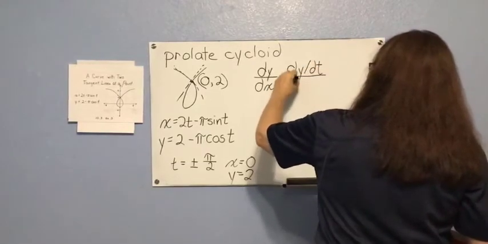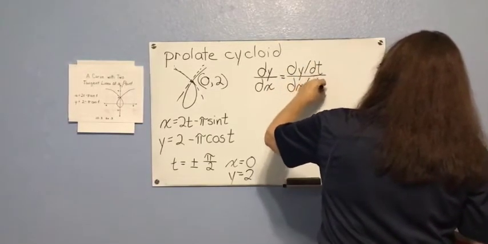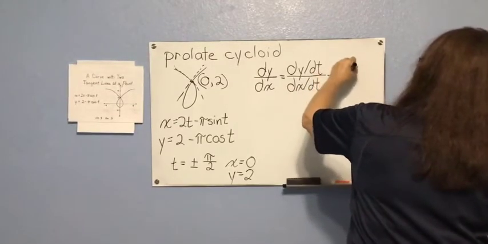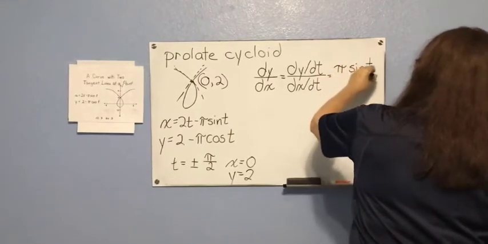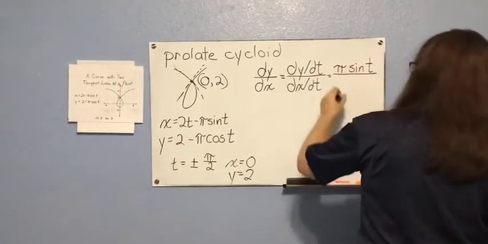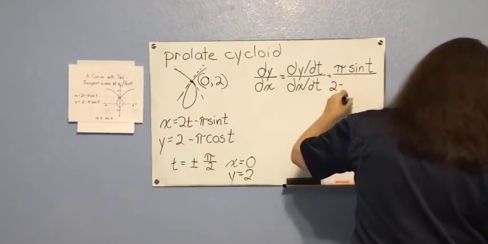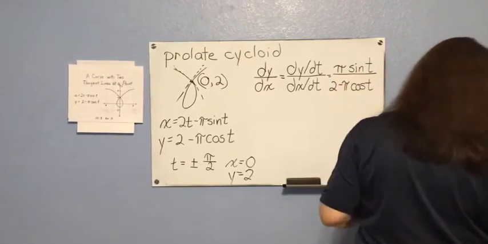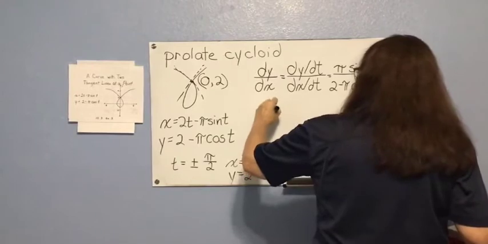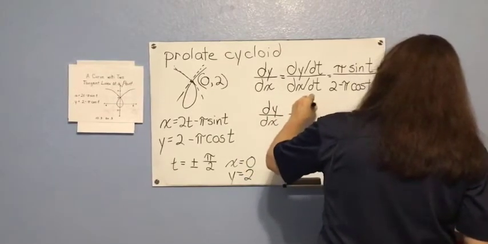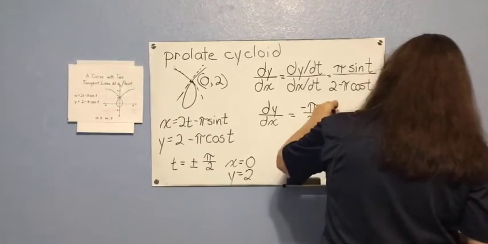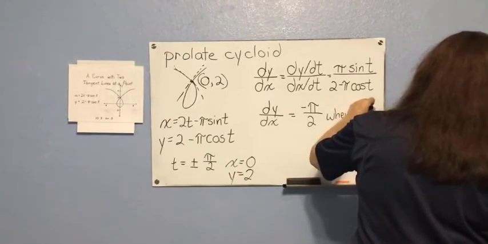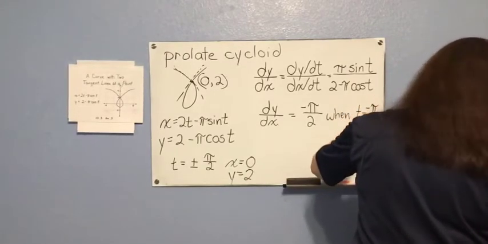dy/dt over dx/dt. So this is going to be pi sine t, and here I've got 2 minus pi cosine t. So we get that dy/dx is negative pi over 2 when t equals negative pi over 2.